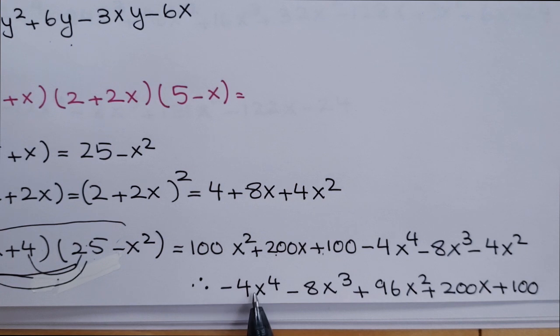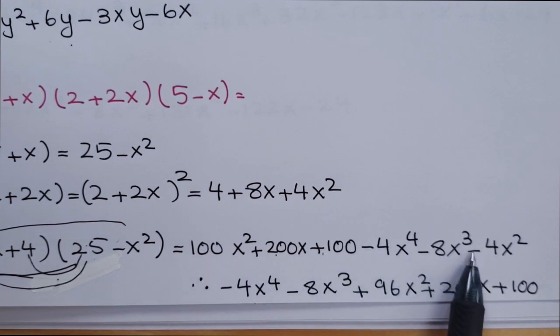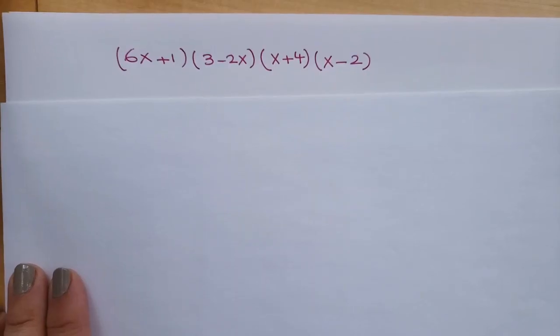So negative 4x to the power 4, negative 8x cubed. Here we have 100x squared and negative 4x squared, so it turns out to negative 96, actually positive 96x squared, then 200x, and then 100. Let's continue with another example.